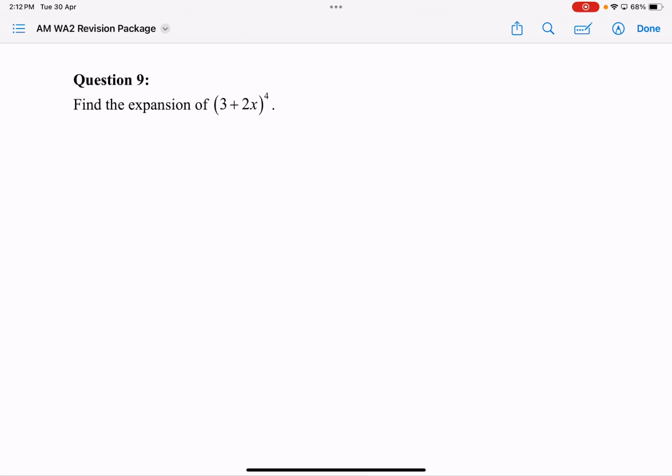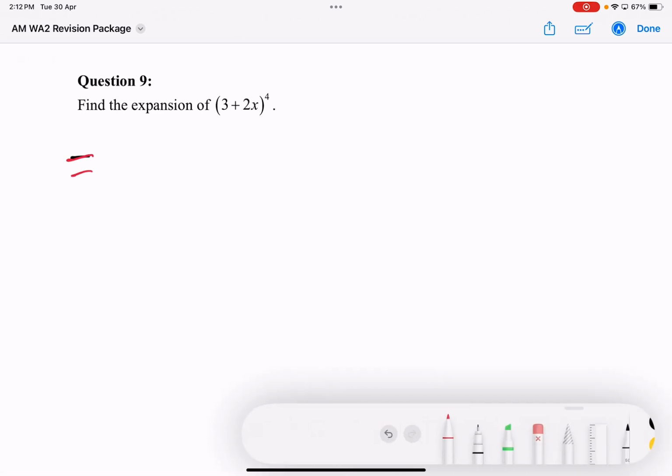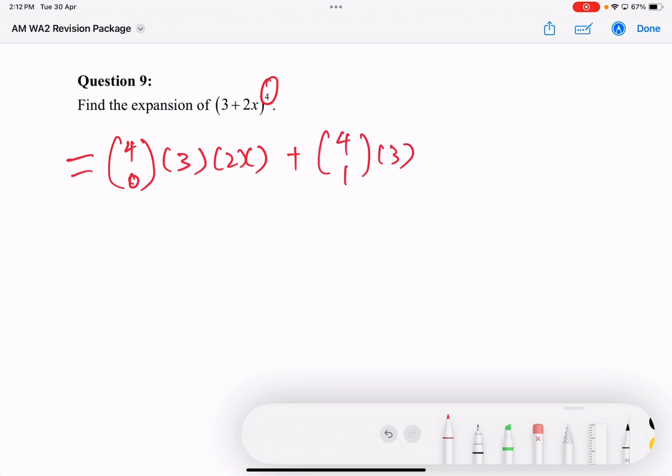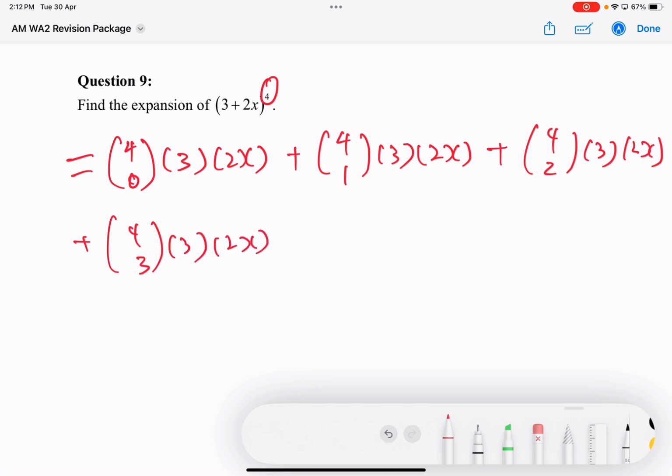Remember I told you guys, you just need to remember one formula. The way to do that is, you first write down n choose 0. This is the n, 4 choose 0. Write down the first term, 3, and the second term, 2x. 4 choose 1, 3, 2x. 4 choose 2, 3, 2x. 4 choose 3, 3, 2x. Lastly, 4 choose 4, 3, 2x.